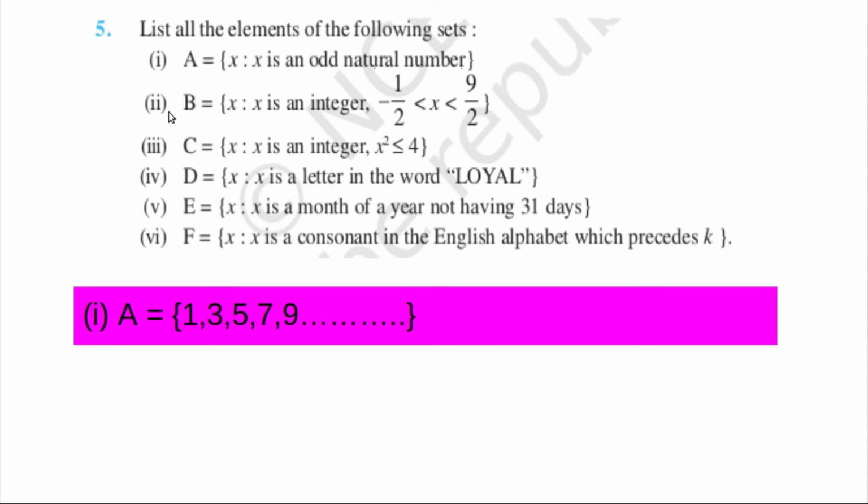The second question is B equal to the set of all x such that x is an integer. We have to list all integers satisfying this condition: minus 1 by 2 less than x less than 9 by 2. We have to list all integers between negative 1 by 2 and 9 by 2.